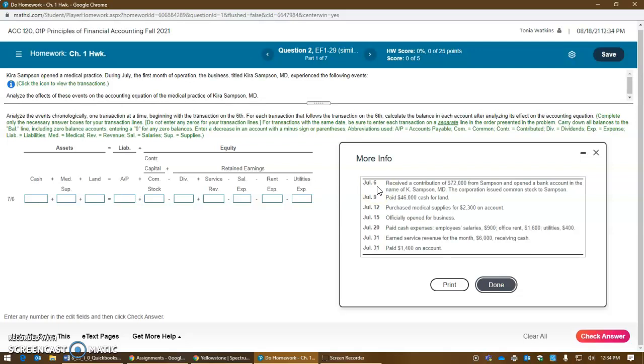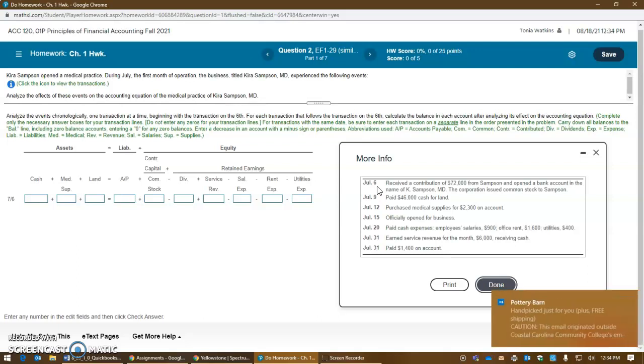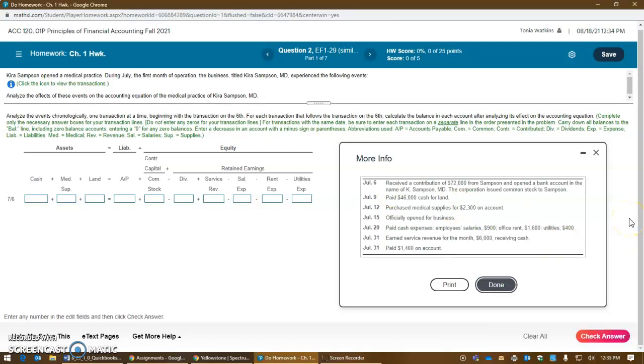For transactions with the same date, be sure to enter each transaction on a separate line in the order presented in the problem. Then it says carry down all balances to the BAL, the balance line, including all zero balance accounts, entering in a zero for any zero balances. And then it says enter a decrease in an account with a minus sign or parentheses.